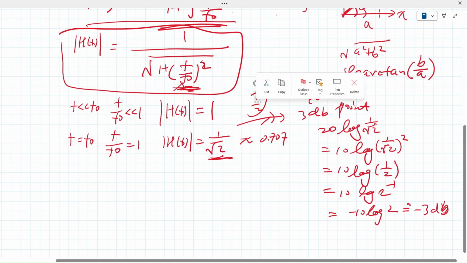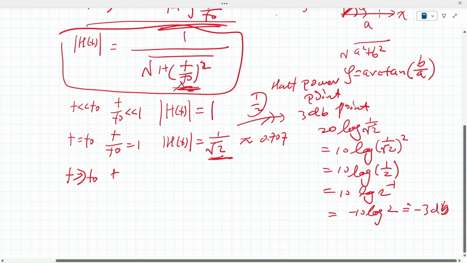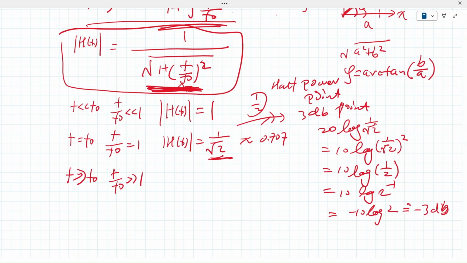Back to here, we have a third situation, when f is much bigger than f naught. That means the frequency is much higher than the cutoff frequency, and f over f naught is much bigger than 1. In this equation, when this term is much bigger than 1, we can just ignore the 1. So the amplitude of the transfer function of the low-pass filter becomes f naught over f.